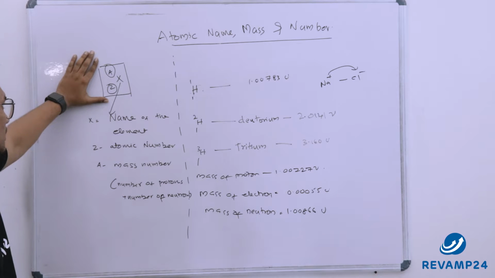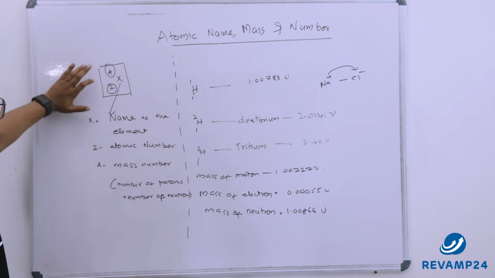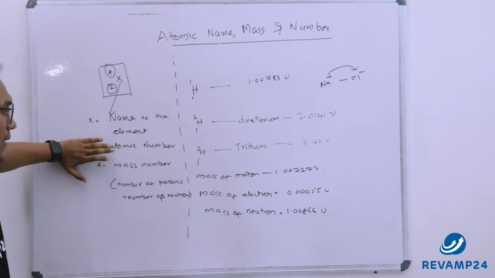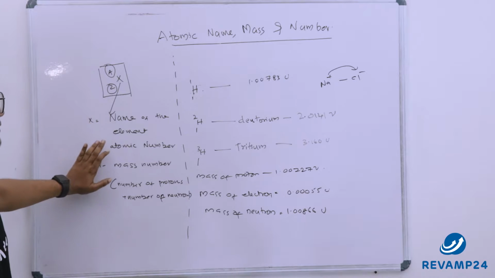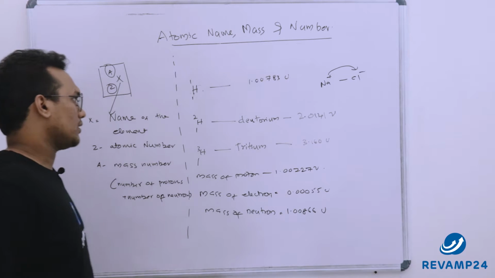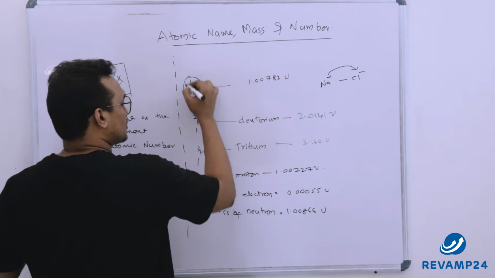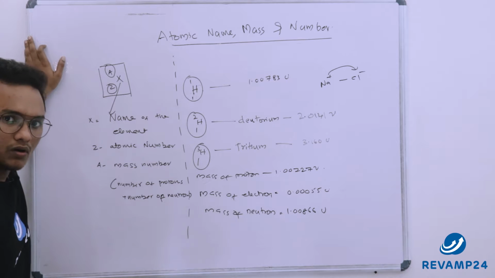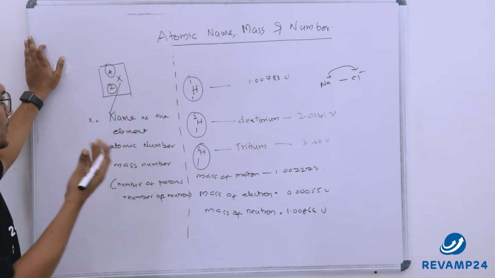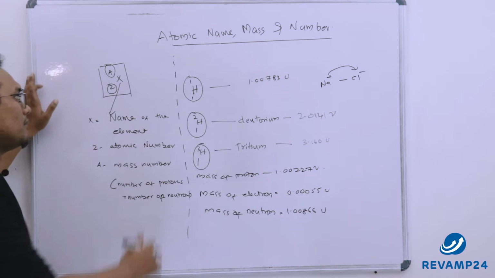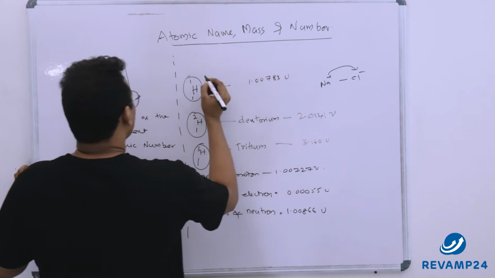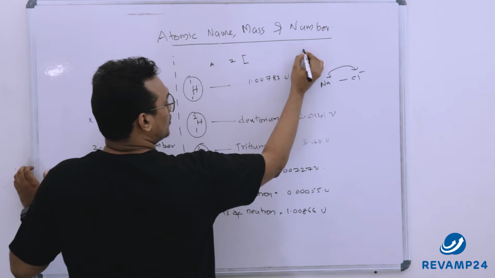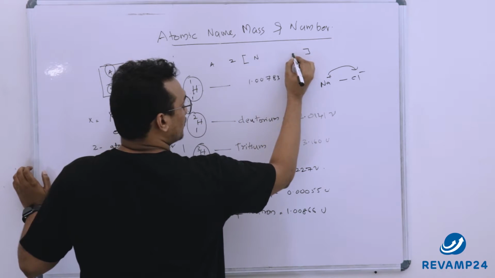Okay, so here X is the name of the element, A is atomic mass number, and Z is atomic number, the number of protons. Okay, so take this example, H 1 1, H 1 2, H 1 3. Can you tell me the number of protons, neutrons, mass number, atomic number, all the concepts? So first we will take A, Z.